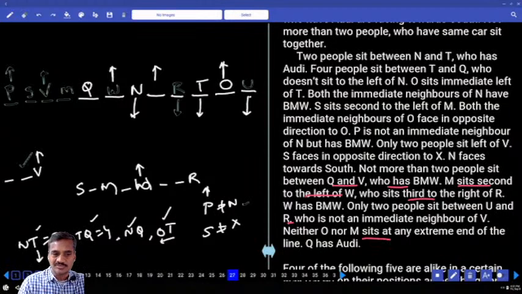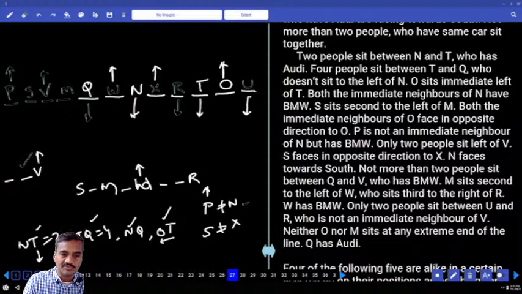Neither O nor M sits at the extreme end of the line. Q has RD. Now Q has RD means Q is facing towards south. Now this is the information we have. Let's go through this once again. And 2 people between N and T. N and T, then who is the person left over? Only one more person is left over, X must be here.